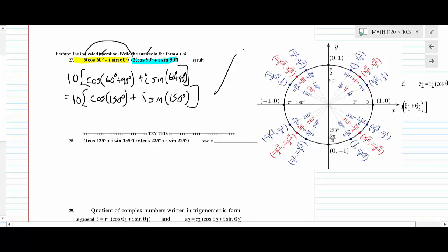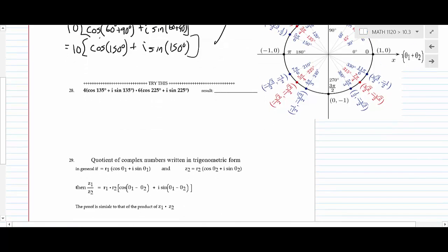Now I'm not going to do this last part because students don't generally have trouble with it. If I wanted you to write this back in a plus bi form, what would you do? You would just work that out on the unit circle and multiply it out. You guys wouldn't have any trouble doing that, right? I know that, so we just stop there. It's done. Isn't that easy? So with complex numbers, when you're doing multiplication, it's a little less work than FOIL.